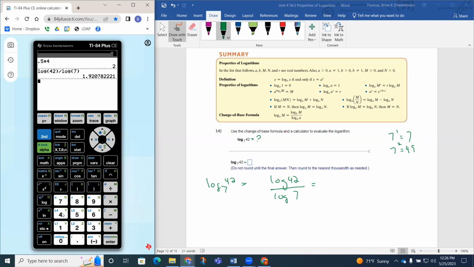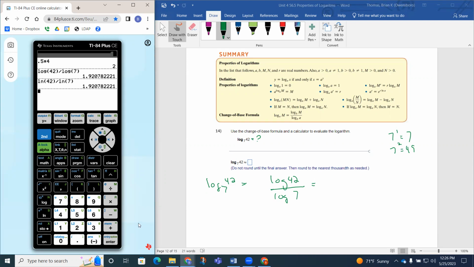Now, you also could have used the natural log. So you could have said the natural log of 42 divided by the natural log of 7. And notice how it gives you the same answer. So you can either use the common log or the natural log.